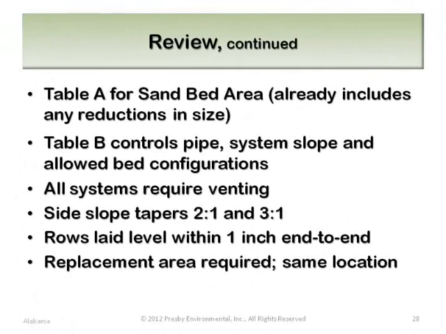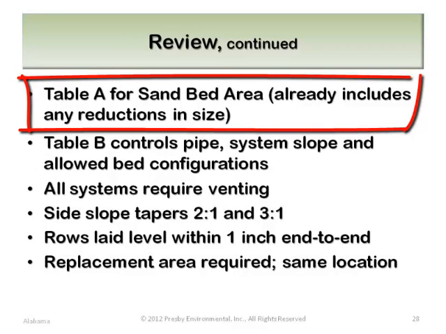Continuing with our state-specific review. Table A of the manual is used to determine the minimum system sand bed area by providing the soil's maximum loading rate in gallons per day per square foot. This table already takes into account all state-approved reductions in dispersal area as compared to pipe and stone. No further reductions are necessary.